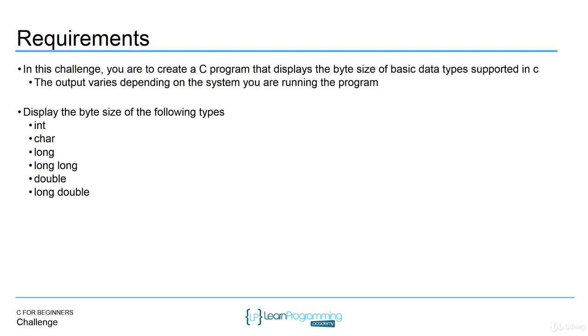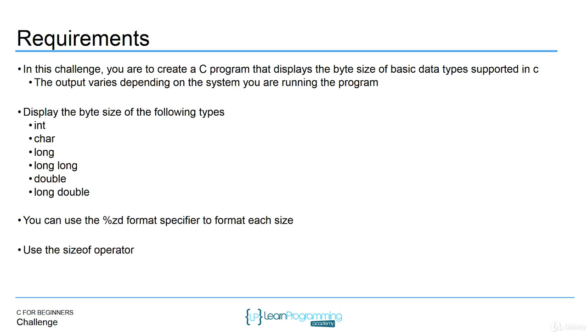The usefulness of this program will be to run it on multiple actual computers to see the differences. When you print out this data, you can use the %zd format. This is, I think, supported in C99, so you should be good. This format specifier will help format each size and print it out correctly. Other than that, this program is really just going to use the sizeof operator and demonstrate how memory sizes vary for different data types.